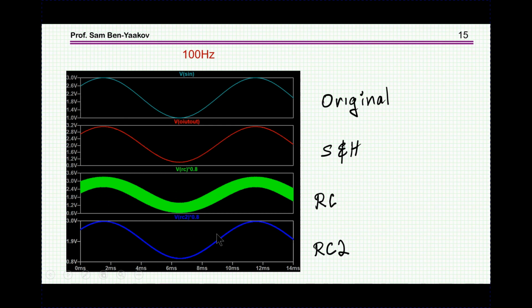And here we have a sinusoidal waveform passing through the unit. This is the original signal. This is the sample and hold. This is the RC, and this is the 2RC. This one has a little bit of a ripple, of course, much lower than the single RC, a little bit more than we can see in the sample and hold signal. This is 100 hertz. The PWM is 100 kilohertz.